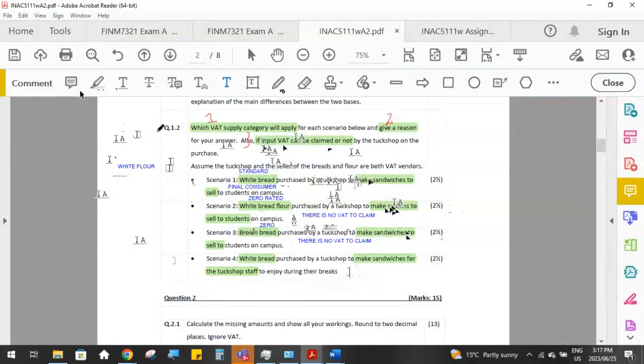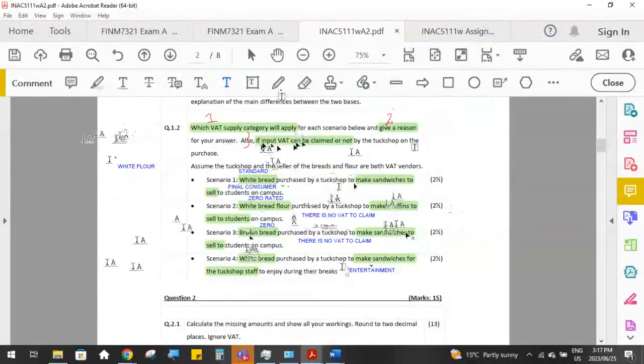We use the word entertainment, but it's kind of used loosely. Entertainment in inverted commas as such. In other words, it is not an essential business expense that they have to incur in order to be able to make their sandwiches to sell. It is a privilege and a concession that they give to their staff, that they make them free sandwiches and allow them to eat them during their break. So therefore, white bread is standard rated.